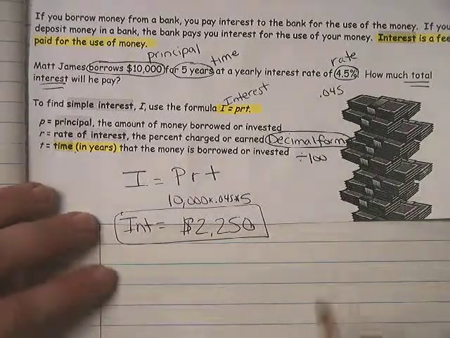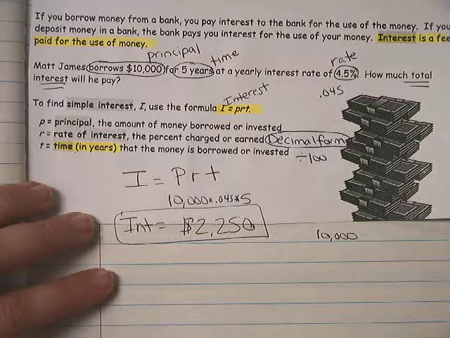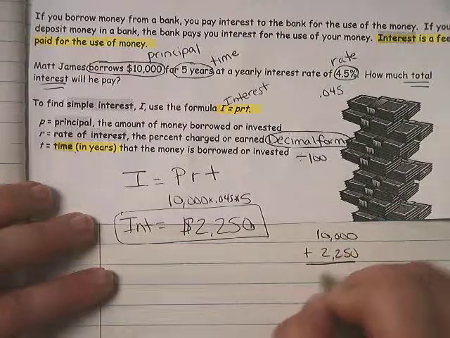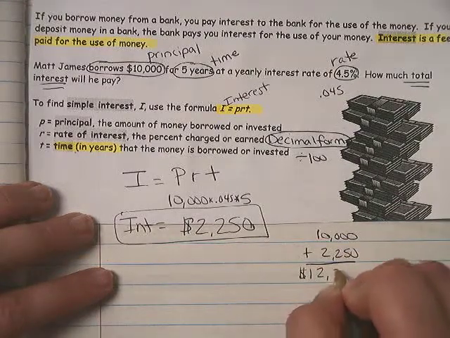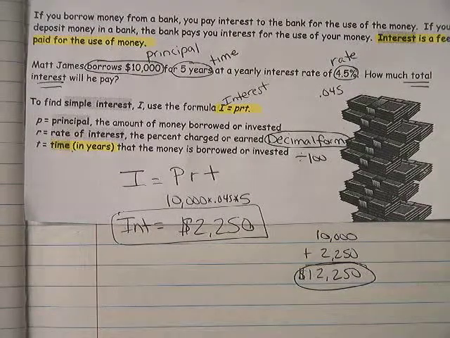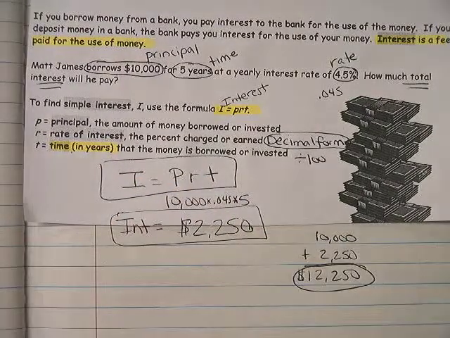I'm sorry. But what if the question asked, how much total will he be paying to borrow $10,000? If the question wanted to know that, you would add the original amount that he borrows, which he will be paying back, plus the $2,250. So this total loan is going to cost him $12,250.